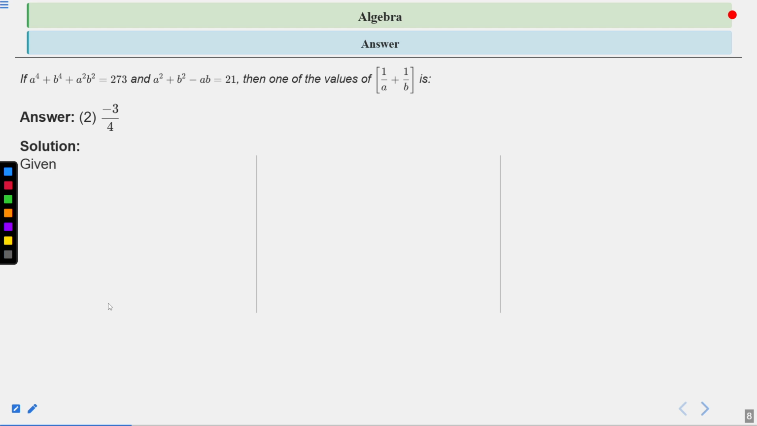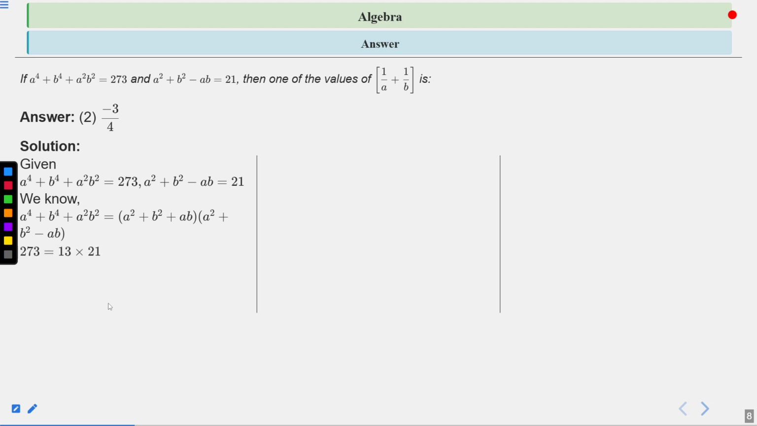So given that a to the power 4 plus b to the power 4 plus a square b square equals 273 and a square plus b square minus ab equals 21. Now we know that a to the power 4 plus b to the power 4 plus a square b square equals (a square plus b square plus ab) in one bracket, and in another bracket (a square plus b square minus ab). This is the formula. So just put the value.